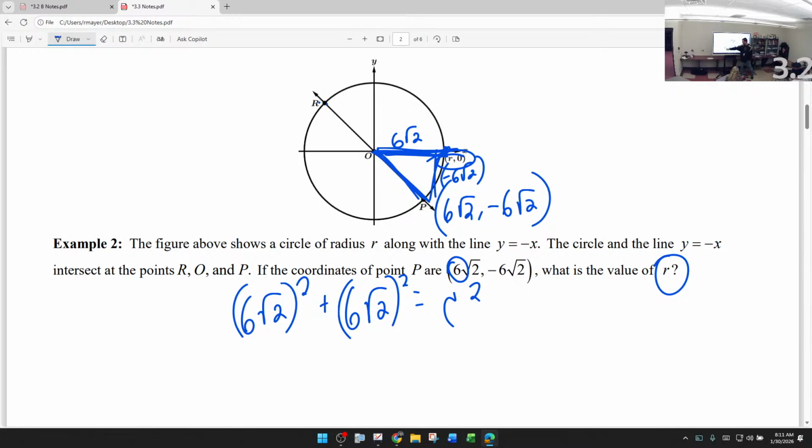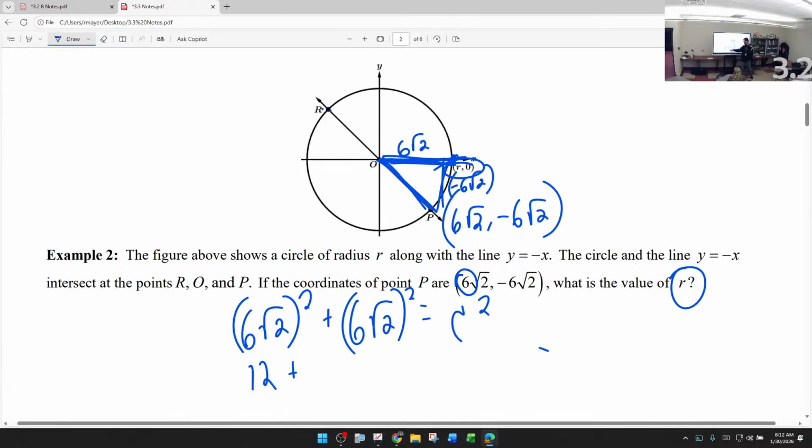And if I square that, it's 6 times 2, that's 36 times 2, which is 72. And this is going to be 72. And if that's 72 and that's 72, that's 144, and the square root of 144 is 12. Be careful, they want a little r.